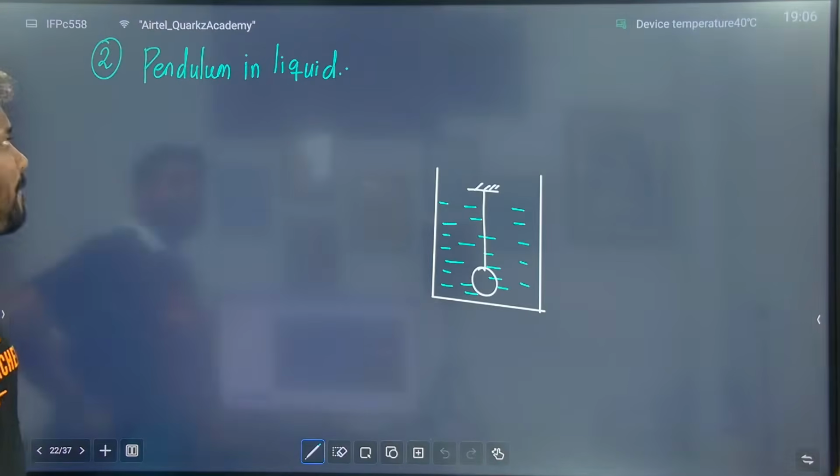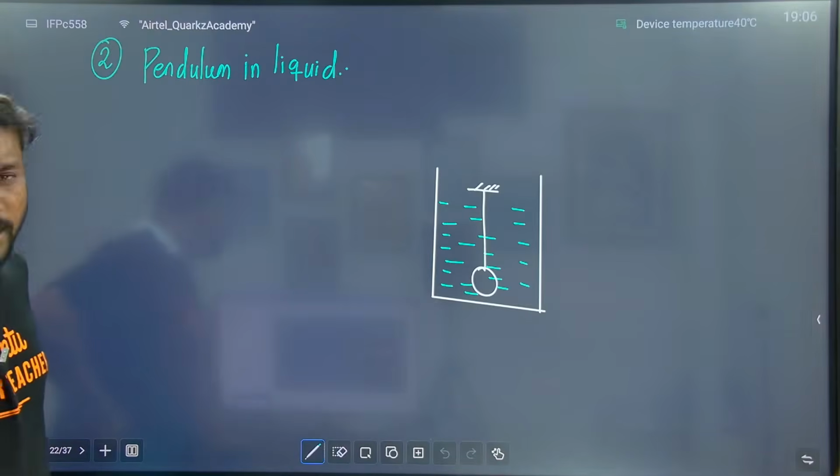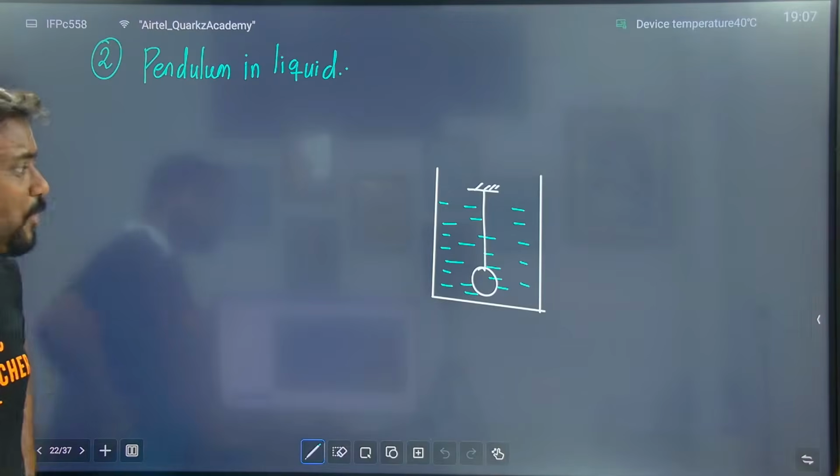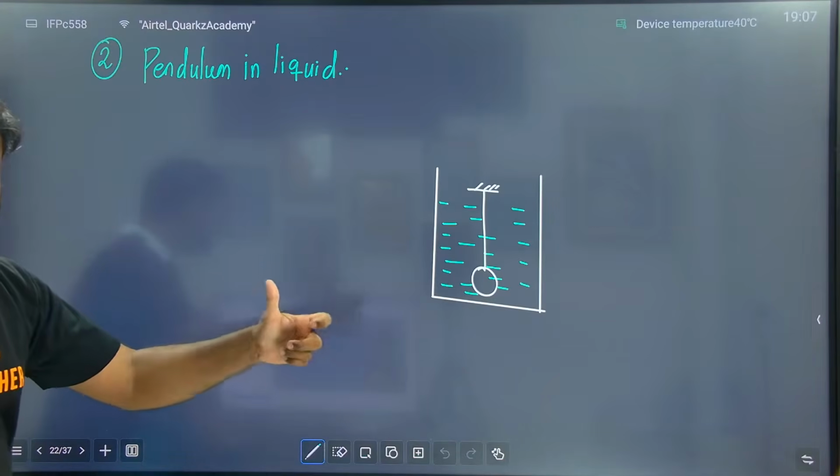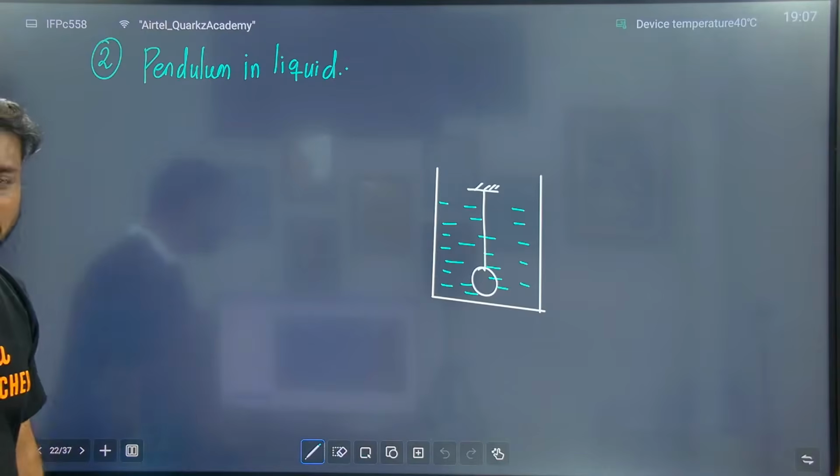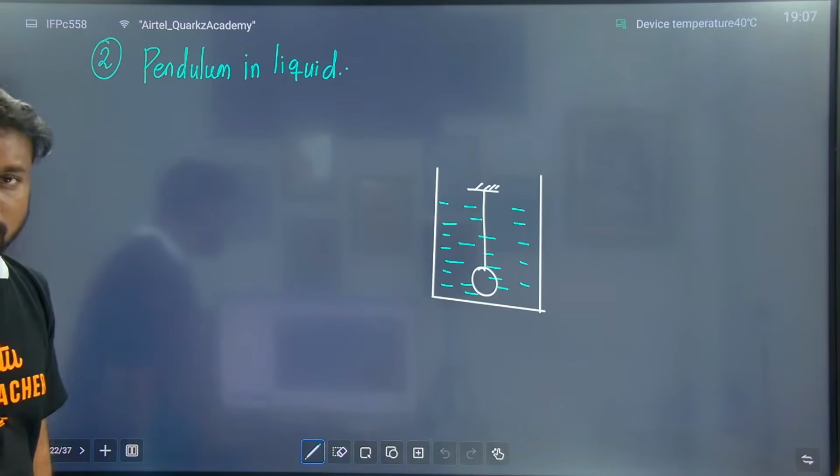Next one is the pendulum in a liquid. How can we calculate a pendulum in a liquid? See here, pendulum in a liquid. Now what happens when the pendulum is in the liquid? The effective acceleration due to gravity will change, which means the weight will change, right?